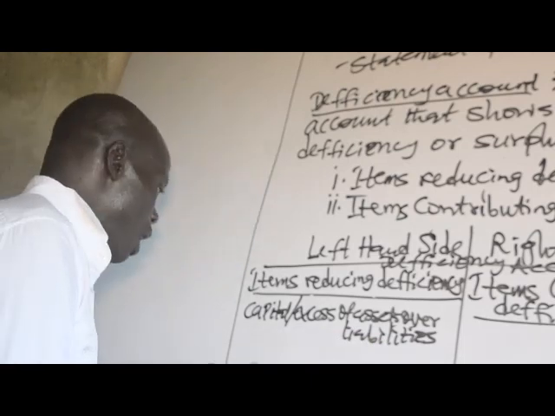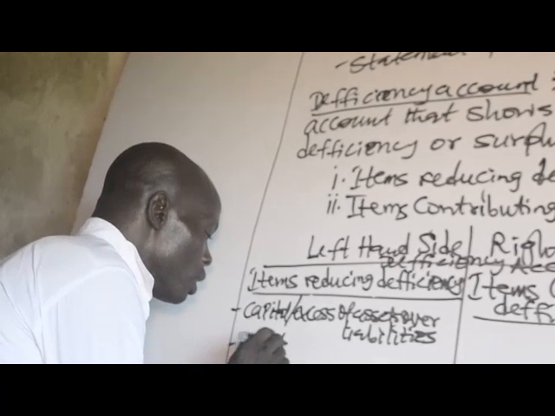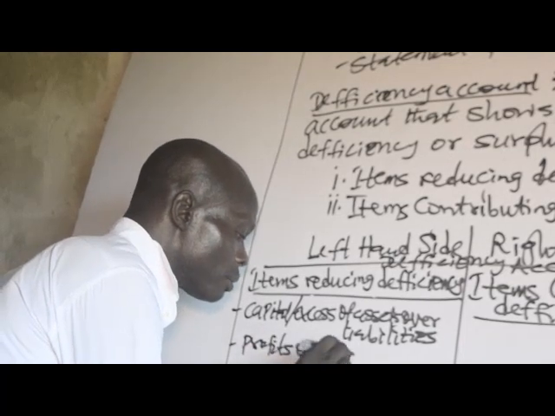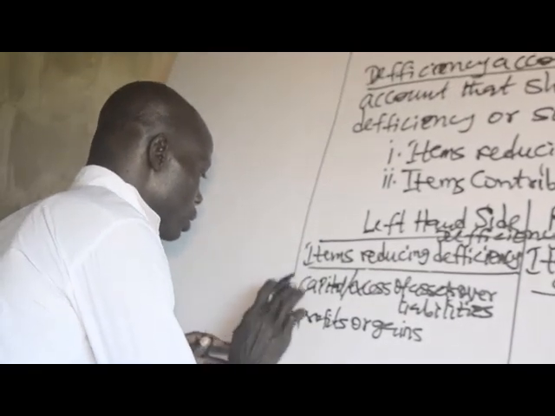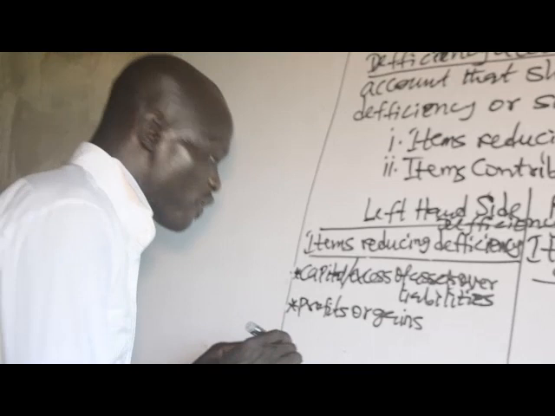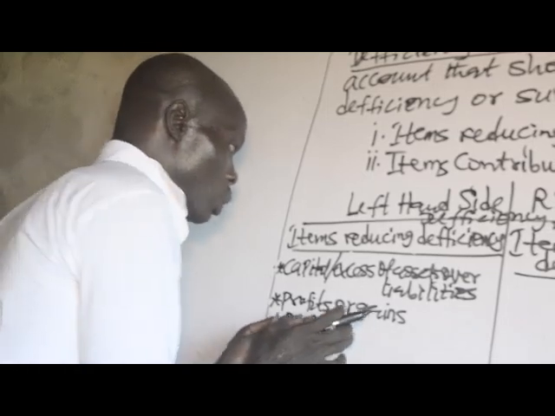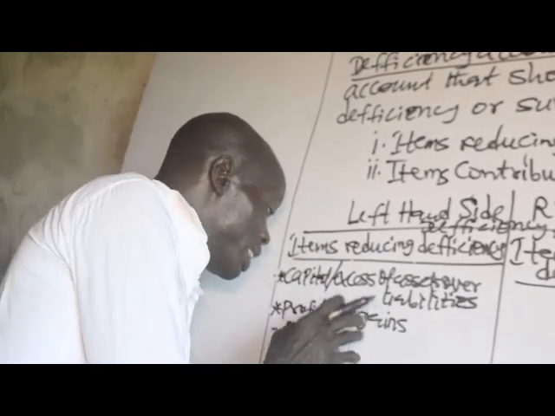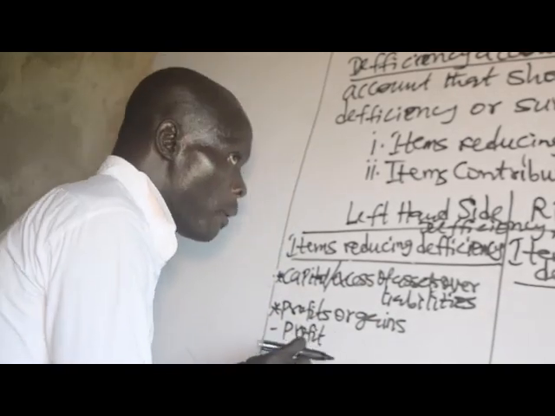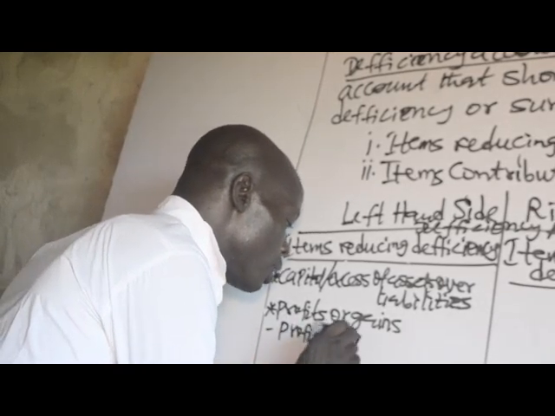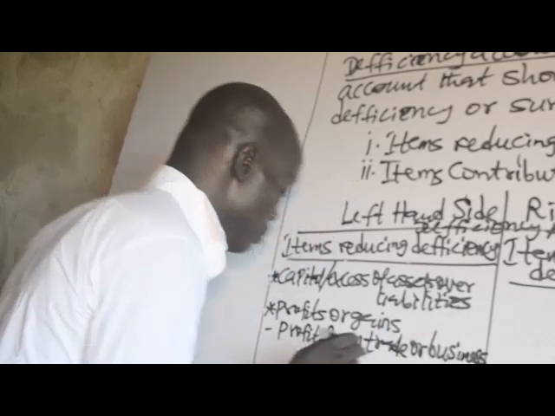Then we have profits or gains. Number one is capital, as I've said. Number two, we have profits or gains. Under this, we may have profit from trade or business, when the business made profit. So the losses or the deficiency of the entity of that bankrupt will reduce as a result of the profit they have made. We have profit from trade or business.